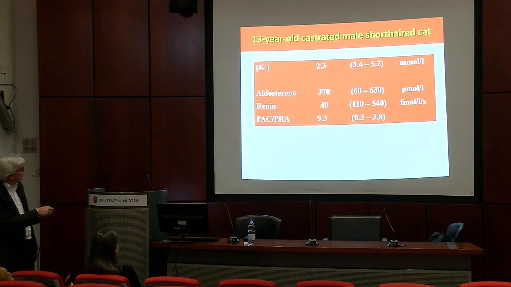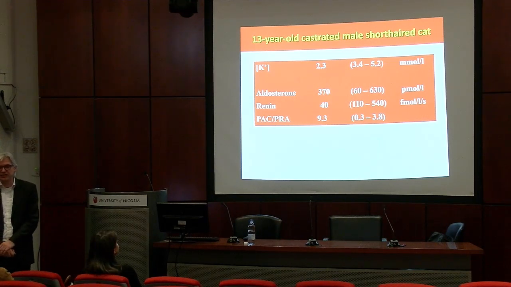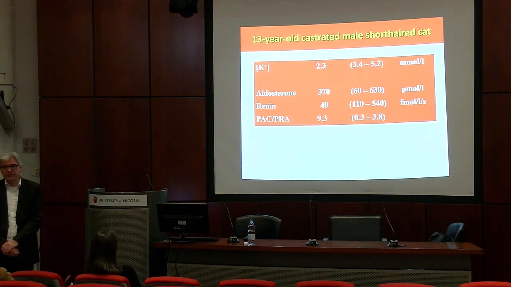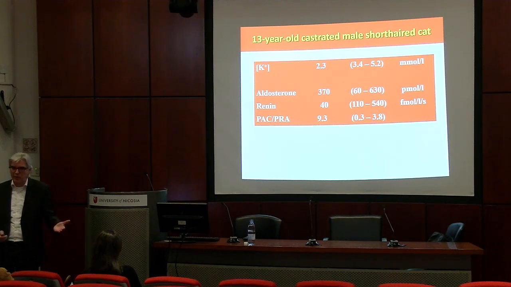But if you look now at the plasma aldosterone concentration, then you see that the plasma aldosterone concentration in this cat is beautifully within the reference range. And if you are not an endocrinologist, you would immediately say, oh, this is normal. But endocrinologists never believe that something is normal. Mike, am I right? No. We always try to find a reason that it can still be abnormal.